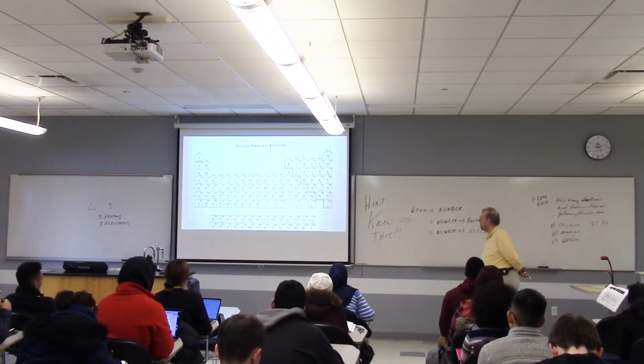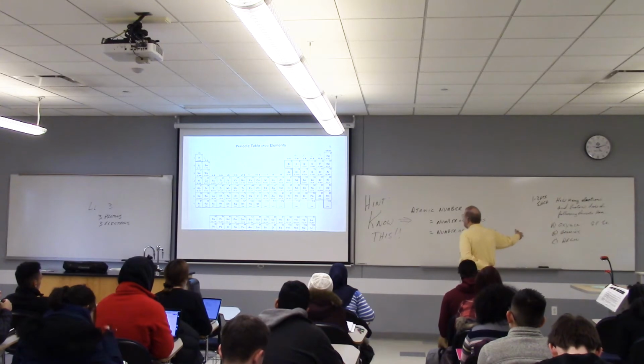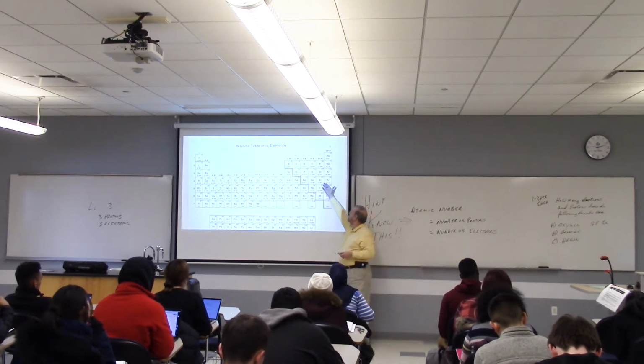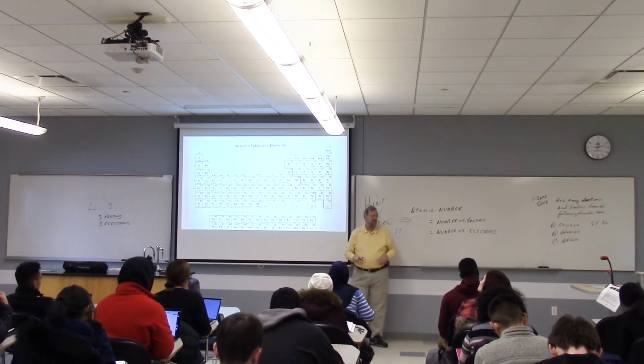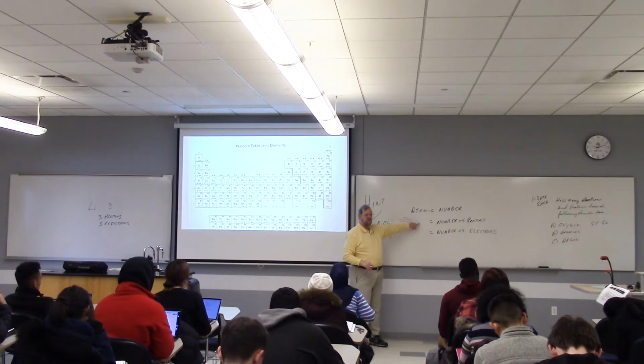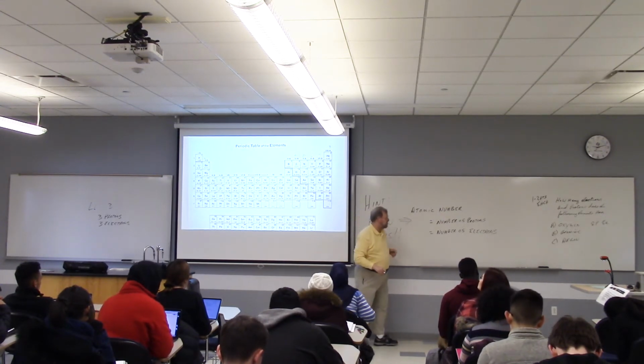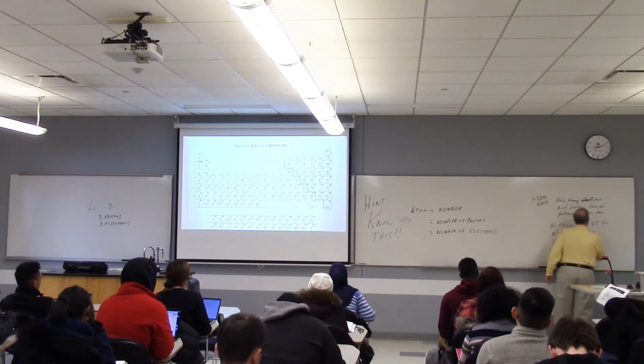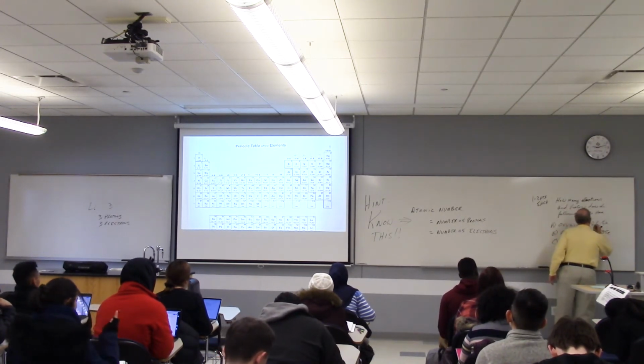All right, question is, what's the chemical symbol of bromine? It's Br. Where is it located? In the halogens. What's its atomic number? 35. The atomic number tells you the number of protons, number of electrons. Therefore, bromine has 35 protons and 35 electrons.